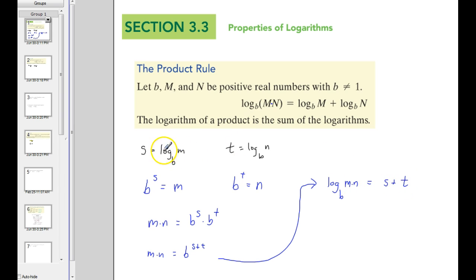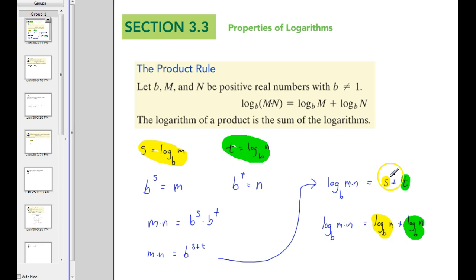Well, s is the log base b of m, t is the log base b of n. And so since s is the log base b of m and t is the log base b of n, I can replace those and I end up with log base b of m times n equals log base b of m plus log base b of n, which is what we get here. So that's the product rule, and it works for any valid log base.